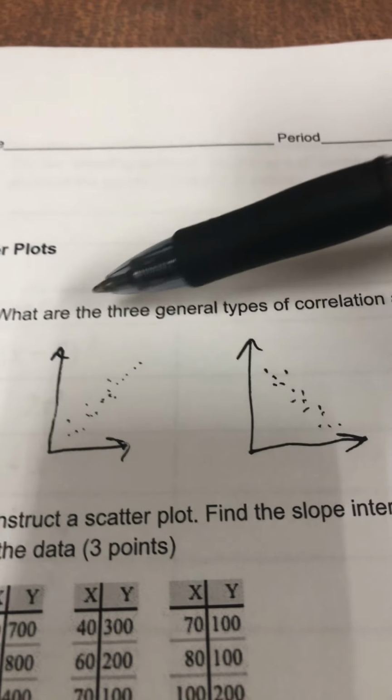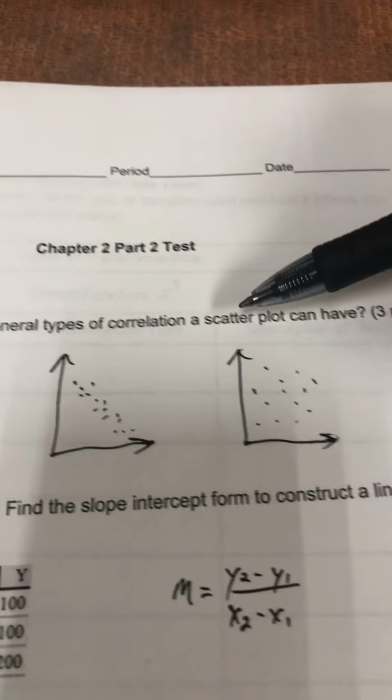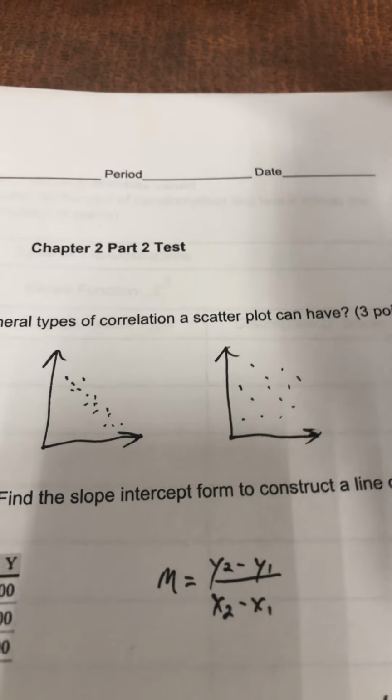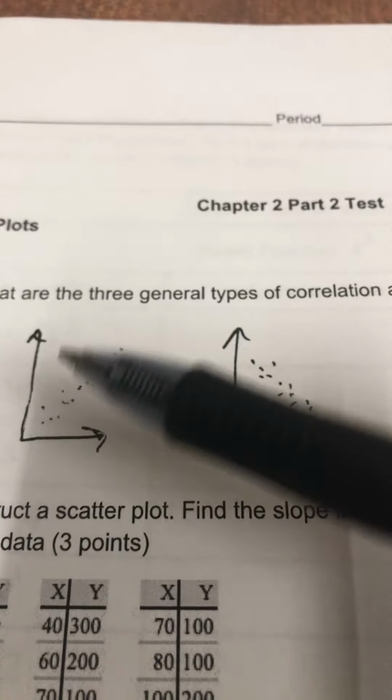First, we're looking for scatter plots. Number 1, what are the 3 general types of correlation a scatter plot can have? I have some examples for you, but you just have to name them.